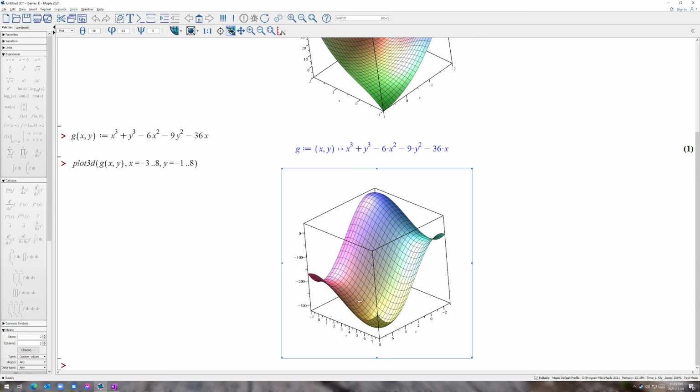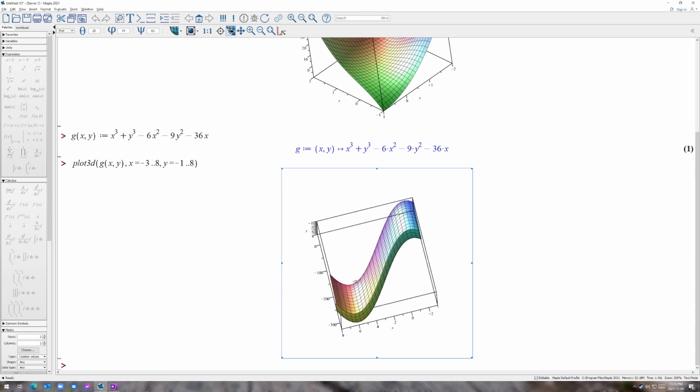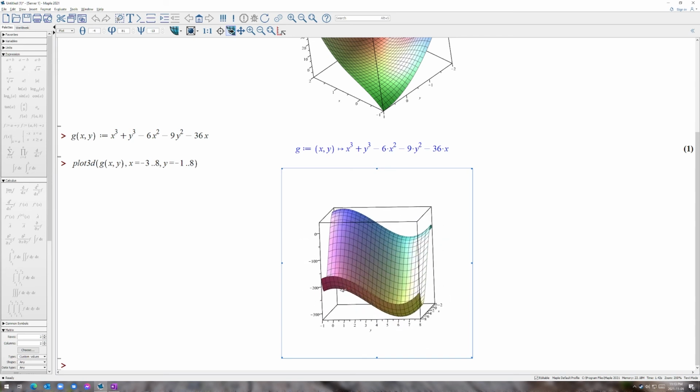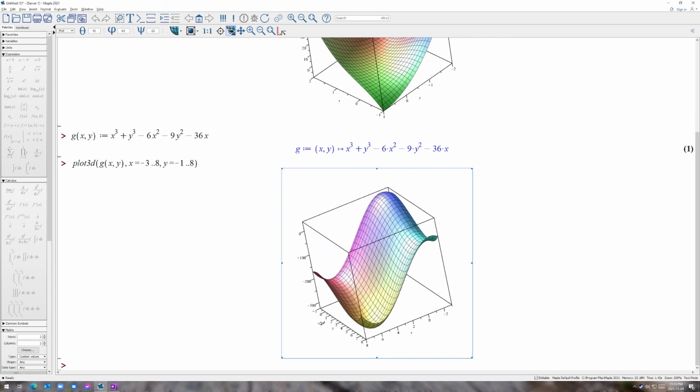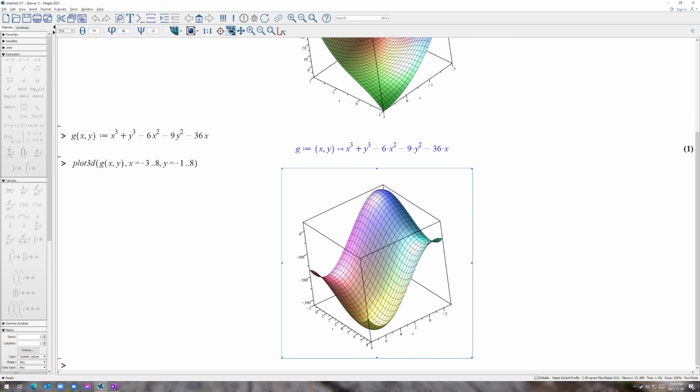But we have two saddle points. You can see sort of a quadratic looking shape here and sort of a quadratic looking shape there. But they're going in opposite directions, and that gives us a saddle point. And sure enough, here's our other saddle point.